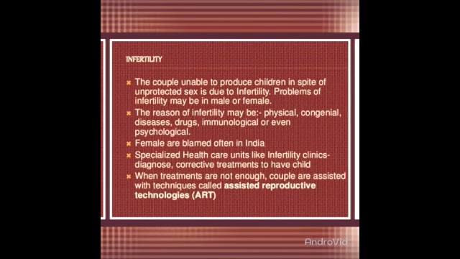Next, we move to infertility. A couple unable to produce children in spite of unprotected sex is due to infertility. The problems of infertility may be in the male or the female. So this situation is called infertility, and the reasons may be physical, congenital diseases, drugs, immunological, or even psychological.